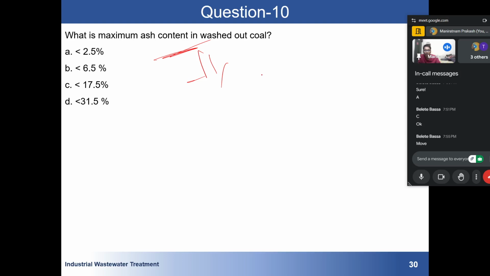Normally, we have seen that normal ash content is around 30. There was a second question related to ash content: what is the maximum ash content in a washed coal? Washed coal. Yes, the correct answer is C.